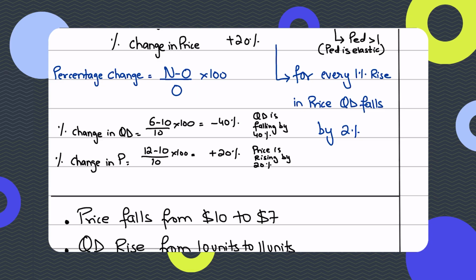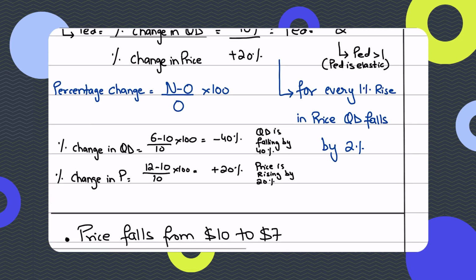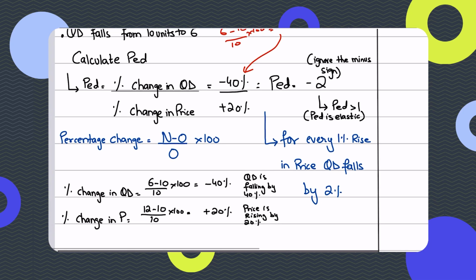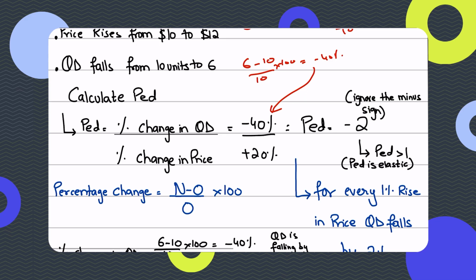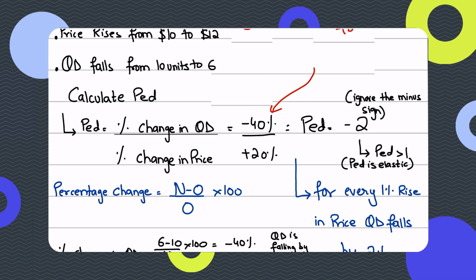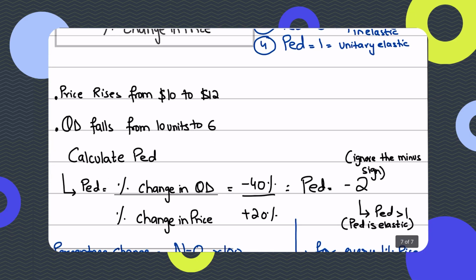Here I have calculated the percentage change in price and quantity the same way I did above, so you can just copy this down from the first video. The formula for percentage change is also mentioned here. This is how you calculate PED, and here the PED is greater than 1, because you look at the value 2, and whenever the PED is greater than 1, it means that PED is elastic.